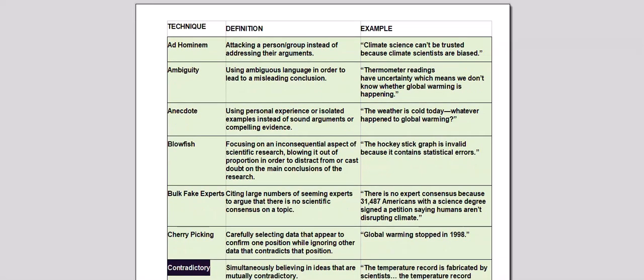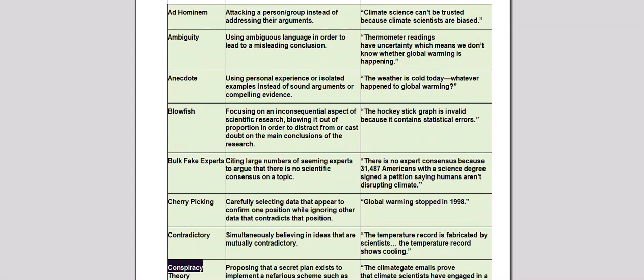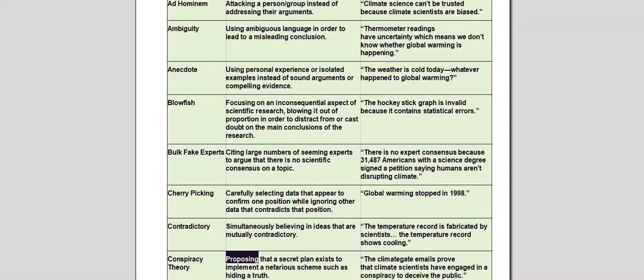Contradictory: simultaneously believing in ideas that are mutually contradictory. The temperature record is fabricated by scientists. The temperature record shows cooling. Conspiracy theory: proposing that a secret plan exists to implement a nefarious scheme such as hiding a truth. The ClimateGate emails prove that climate scientists have engaged in a conspiracy to deceive the public.